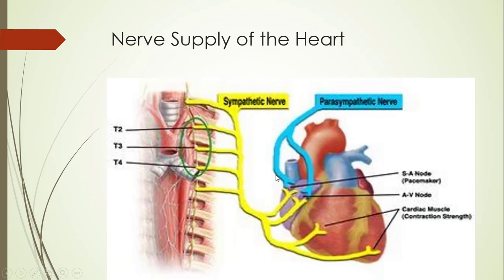The nerve supply of the heart. The heart is supplied by sympathetic and parasympathetic innervation. The sympathetic supplies the atria and the ventricles, and the beta-1 receptors predominate in the heart with positive inotropic and chronotropic effects.